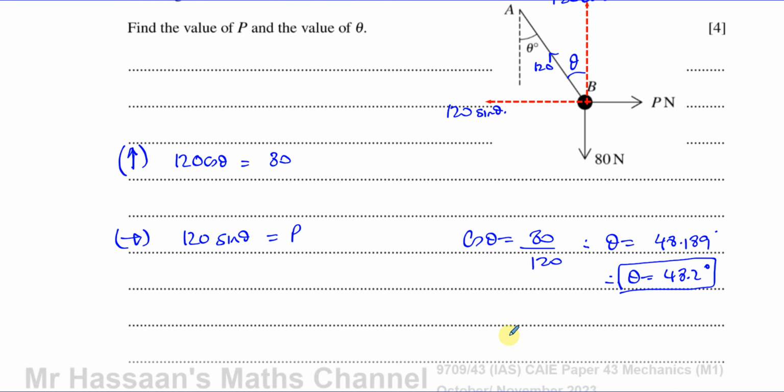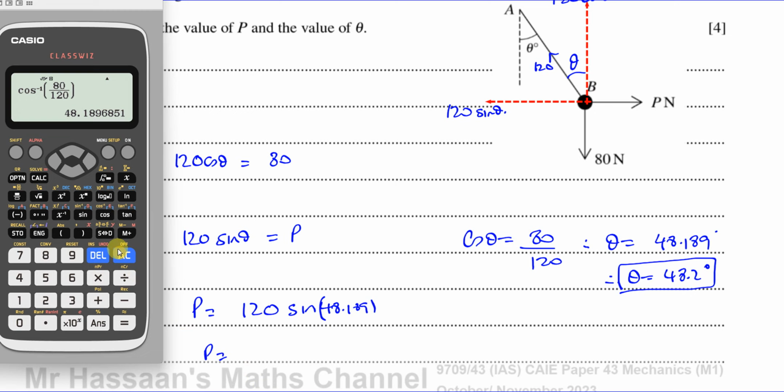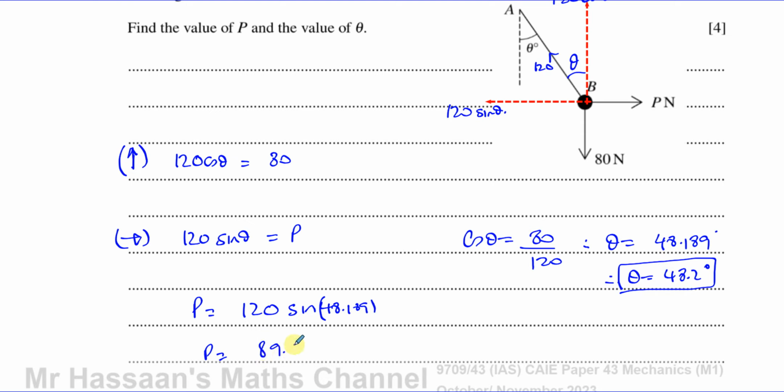And then we can find what P is by simply using the fact that P is 120 times the sine of 48.189. So we can just do 120 times the sine of the angle given. So 120 times the sine of the last answer. And that will give us the answer for P, which is 89.442. So therefore we can say P is equal to 89.4 newtons.